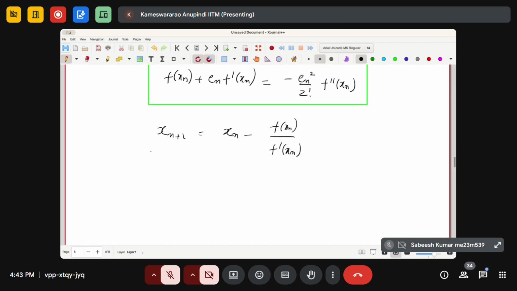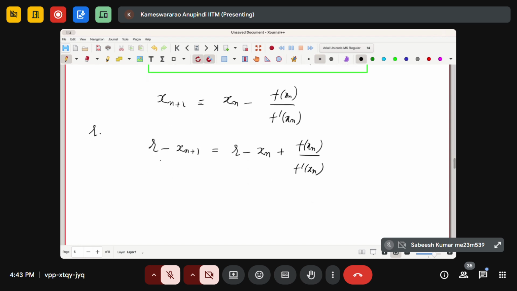And then I'm going to subtract this equation from r, the root r. That means r minus x_{n+1} on the left side, and on the right this is going to be r minus x_n plus f of x_n by f prime x_n. Here r minus x_{n+1} is my error at n plus 1, and similarly r minus x_n is my error at n, plus I have f of x_n by f prime x_n.